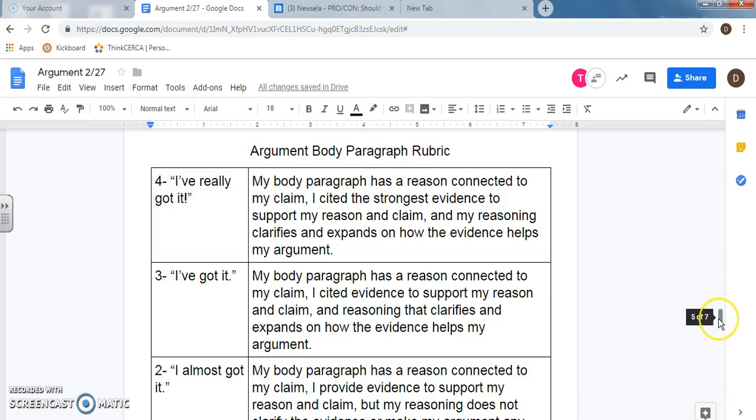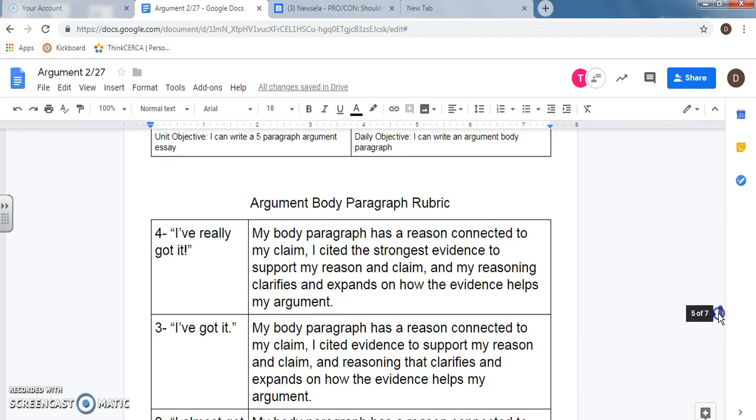Hey guys, welcome in. Go ahead and on the back you do now track the argument body paragraph rubric. I want you to memorize this. Track where it says 4. I've really got it if you want a 4 in your body paragraphs for argument essay.